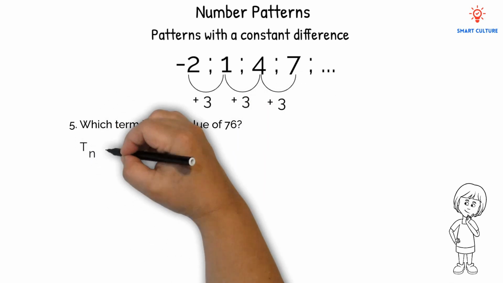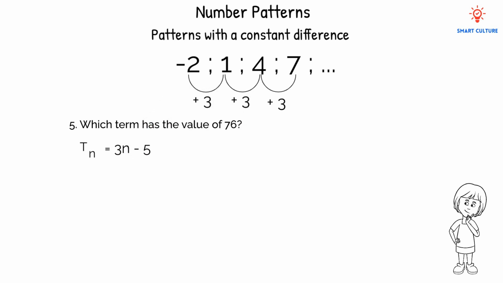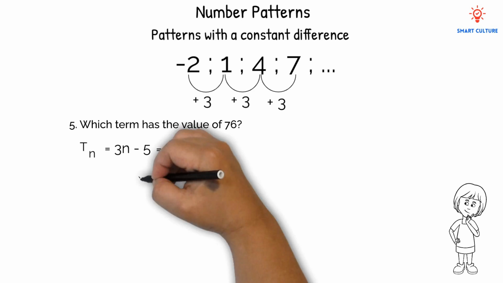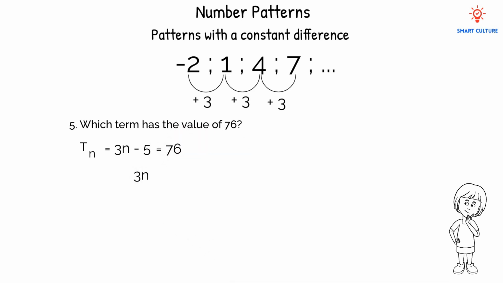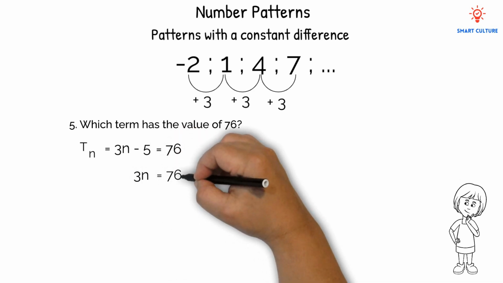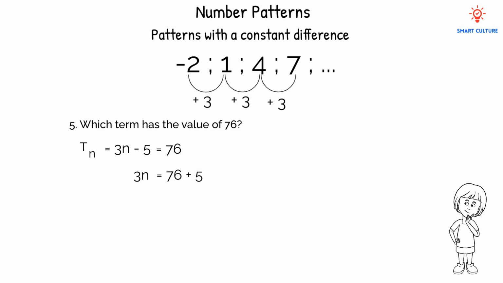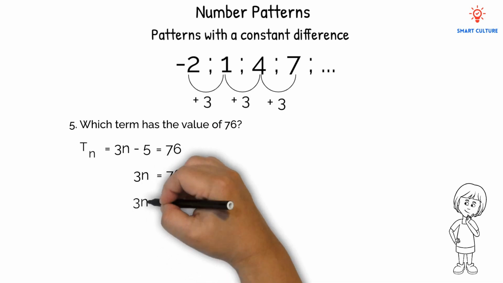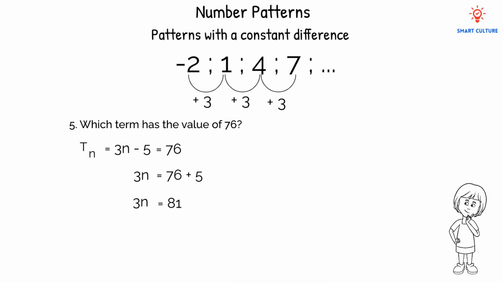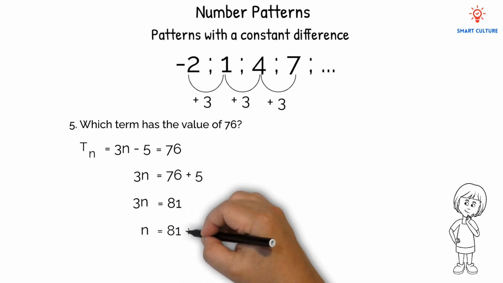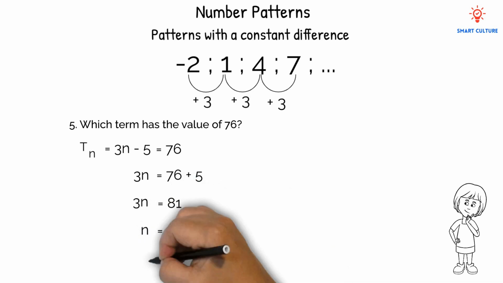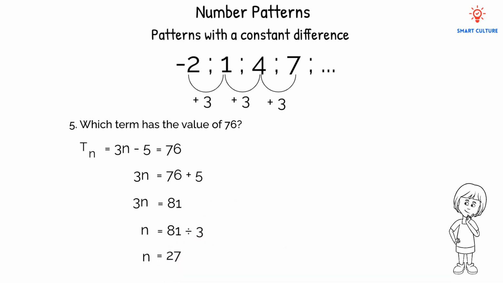Here they are asking you which term has the value of 76. So we take our formula Tn equals 3n minus 5, which equals 76. Now it's basic algebra. We're going to take that -5 to the other side of the equal sign, which becomes +5. 3n equals 76 plus 5, which gives you 81. Then n equals 81 divided by 3, which gives you an answer of 27. Thus, the term with the value of 76 is 27.